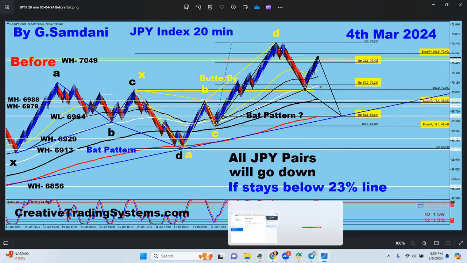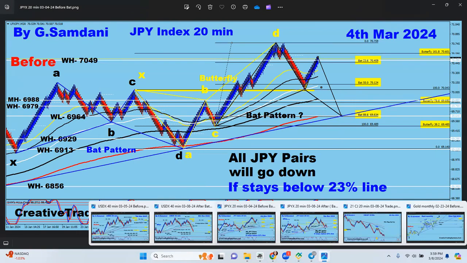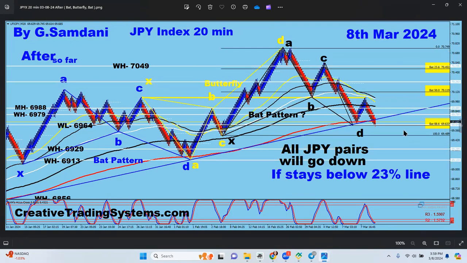It started to come down, and it turned like this. Exactly my calculation, calculated area, 88%, 69.63. It came down and touched that. This is how we end up. So because of this, all the way down, all yen pairs were going down as well.